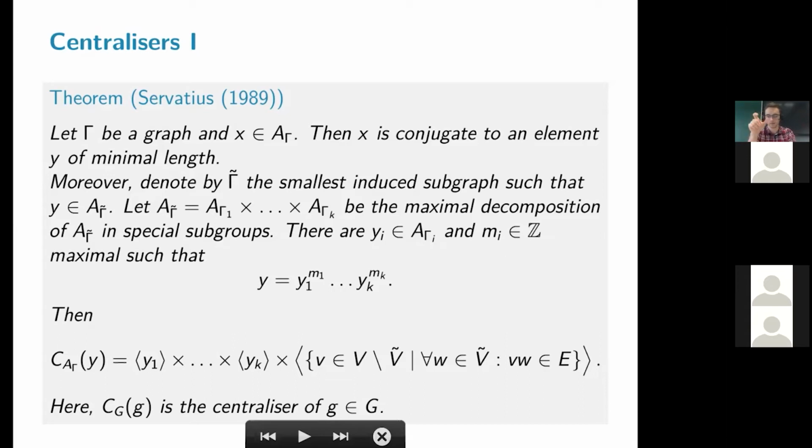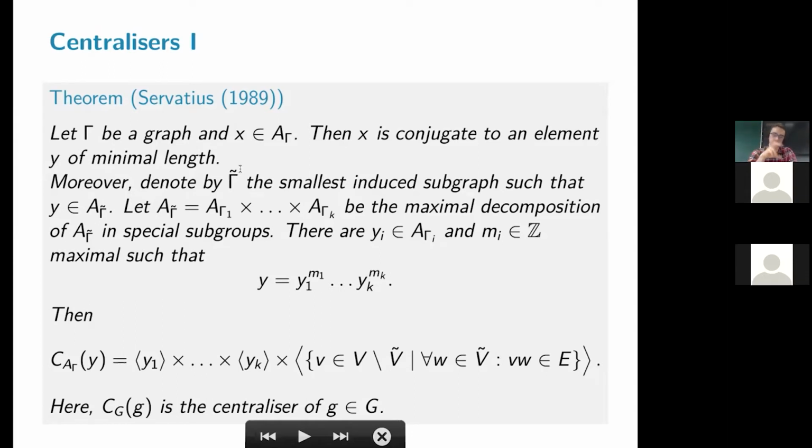What you do is the following. So the word Y uses certain letters. You take the induced subgraph on these letters. So this is the graph gamma tilde. Then the right-angled Artin group A gamma tilde splits as a direct product of special subgroups, as we saw earlier. So you have this decomposition. And then since Y lives in this group, you can write Y as a product Y1 to the power M1 up until YK to the power MK, where each YI lies in A gamma I. So you write it as this, and since it's a direct product, each YI will commute with the other ones.